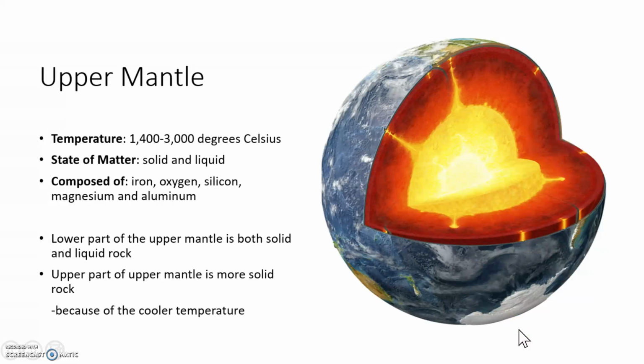So then we have the upper mantle, which is a little bit cooler as you go up. So about 1,400 to 3,000 degrees. It is both solid and liquid. It's made of iron, oxygen, silicon, magnesium, and aluminum. And the lowest part of the upper mantle is both solid and liquid rock. The upper part of the mantle is more solid rock because the temperature is cooler. Because the temperature is cooler, it makes it more solid.